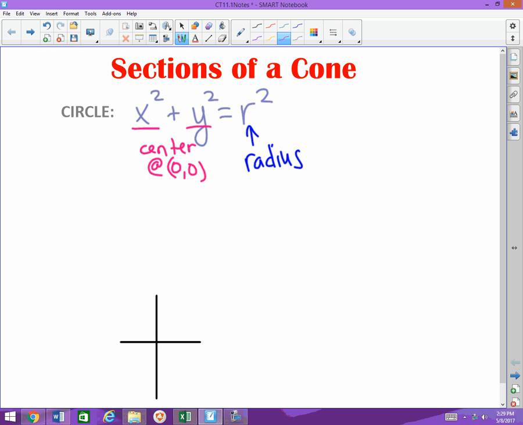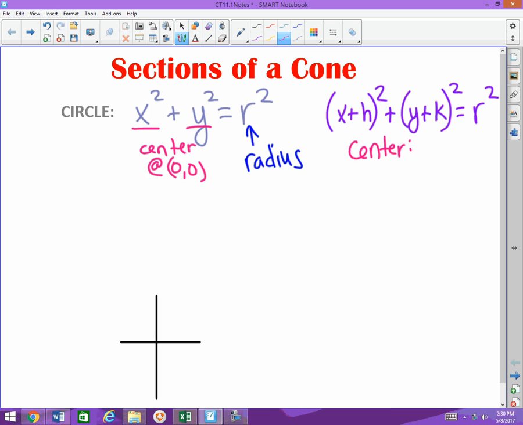The other way that a circle can be written would be as if it was shifted. Still have an r squared in it, but then this is either plus or minus some value of h, plus or minus some value of k. And so now our center changes at the opposite of h and the opposite of k. That is still your radius.